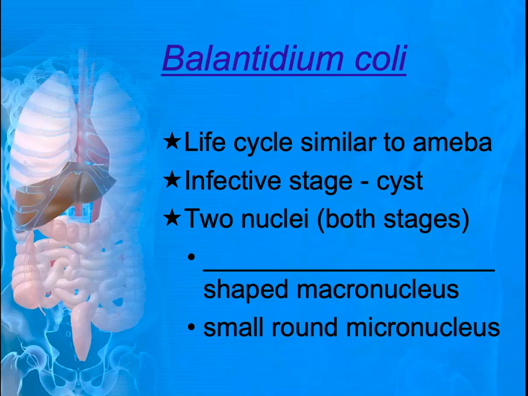The life cycle is similar to the amoebas previously discussed, where there's a cyst and a troph stage. The cyst is infective, and both the cyst and the troph are diagnostic. Both the cyst and the troph stages have two nuclei. There's a macronucleus and a micronucleus in both of them. The macronucleus is described as being kidney bean shaped. Often you cannot see the micronucleus in the stained smears or even the wet mounts, but the macronucleus will always be obvious.